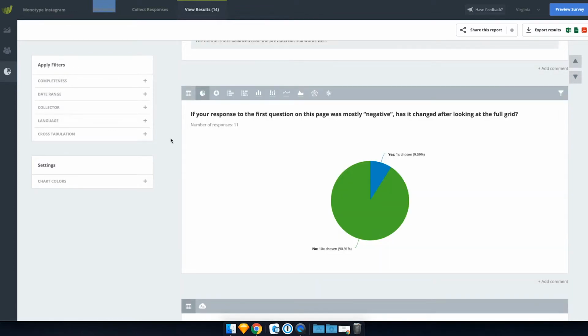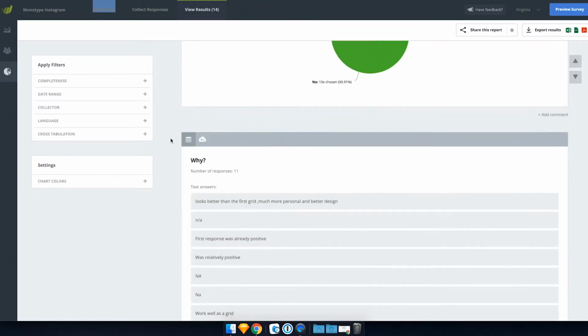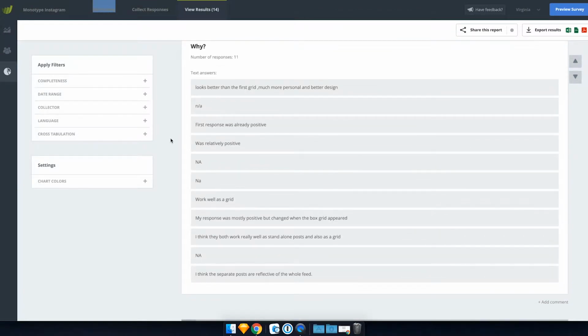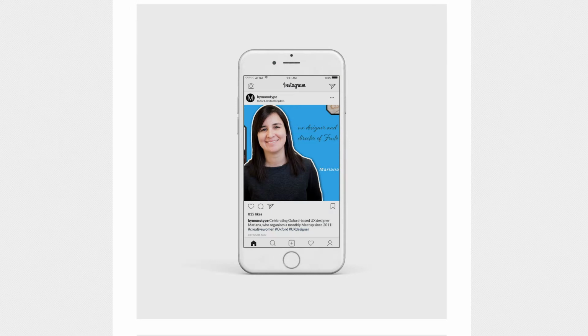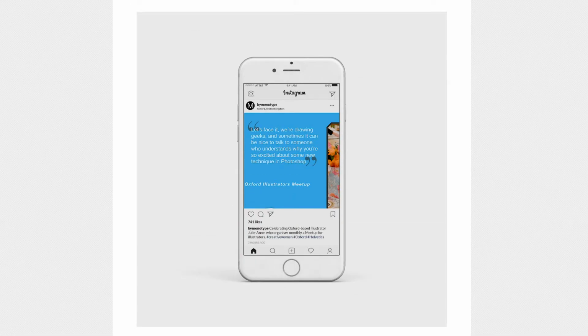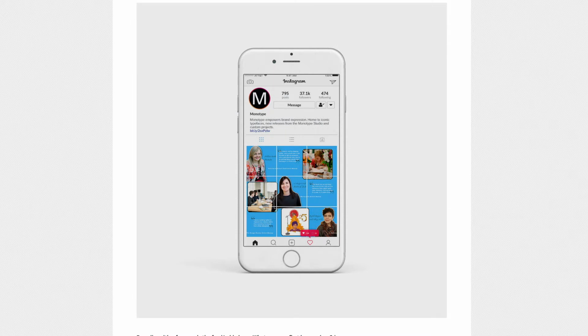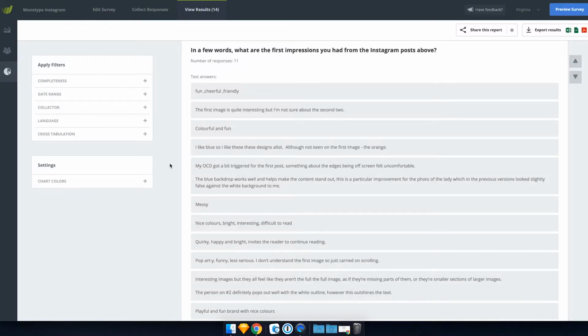In this question, only one person said that they changed their response after looking at the full grid. And then for the final version, I have done this puzzle theme, which I knew was a bit risky, and to be honest, it doesn't really fit Monotype's current Instagram style, but I just wanted to try something different and see how people react to it. And in general, people didn't really understand that much what was going on in the posts as individual or isolated elements, but still they thought there was something interesting about them.